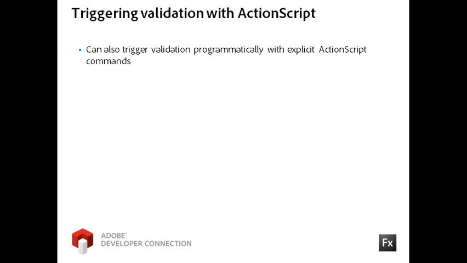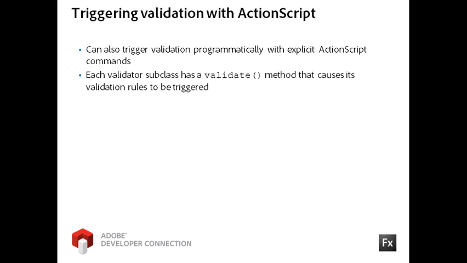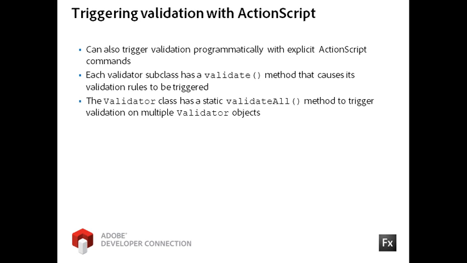You can also trigger validation with ActionScript instead of MXML commands. Each validator class has a validate method that can trigger the validation. The validator class also has a static validateAll method that you can use to trigger validation on multiple validator instances at once. Static methods can be called directly on the class rather than on the instance of a class.